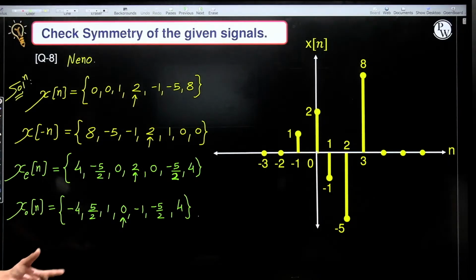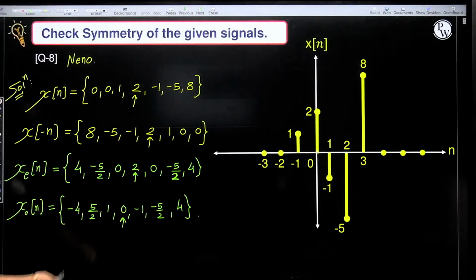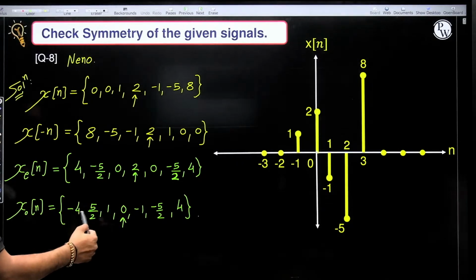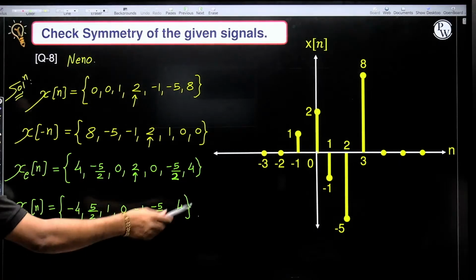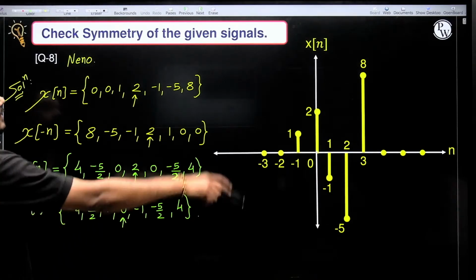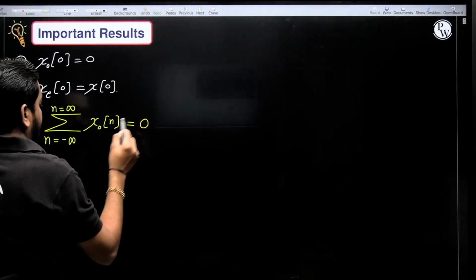See, this is the odd signal. What is the summation of all the samples? If you do the summation of odd signals, -1 + 1 is 0, -5 by 2 + 5 by 2 is 0, 4 - 4 is 0. So summation will be always 0. Correct? That's why you can write like this.